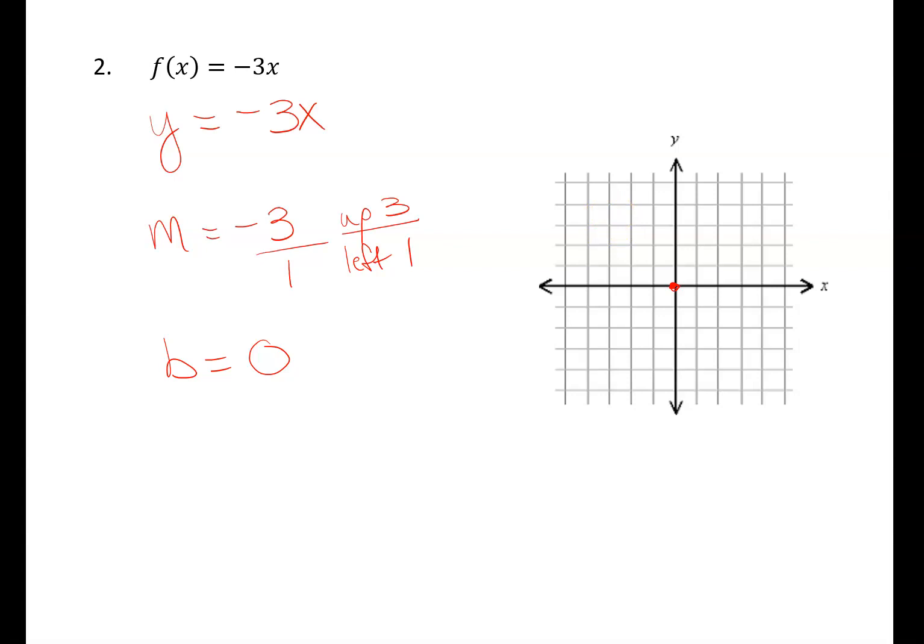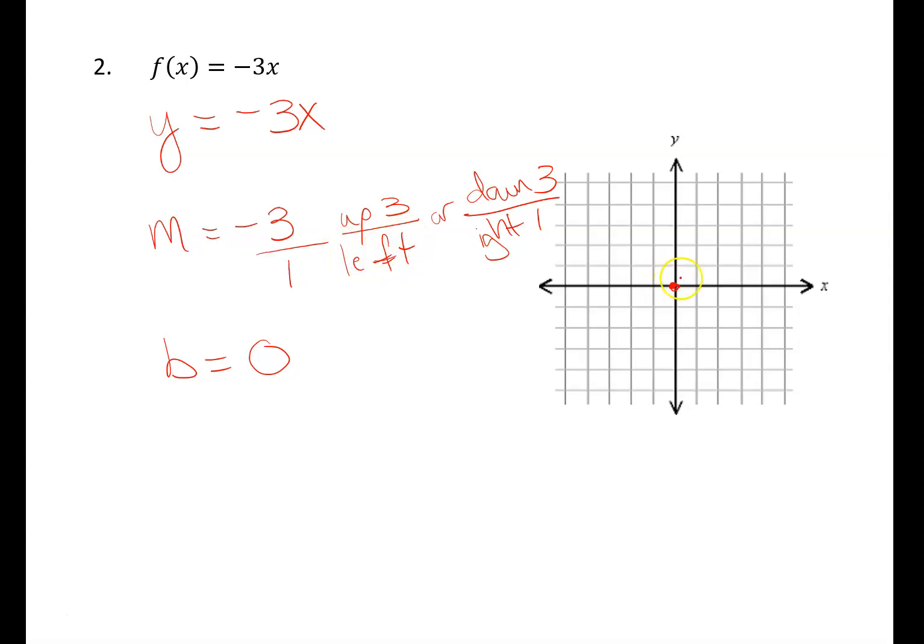Or another way to remember it is, if I do a positive movement, I've got to do a negative movement so that my slope is negative. So if I choose to go down 3, then I would have to go right 1. And again, I like to do both just to get as many points as I can.